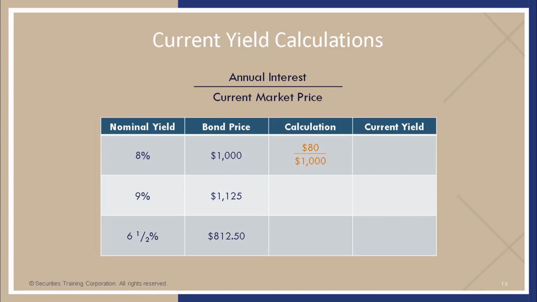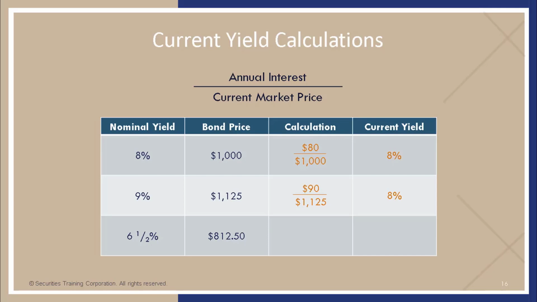Number 1, 8% return is $80 per year, current market price of $1,000. That's pretty basic. Current yield would therefore be equal to 8%. Number 2, nominal yield of 9%, current bond price of $1,125. We take the annual interest of $90, divide that by the current market price of $1,125, equals the same current yield of 8%. So notice, a higher nominal yield and a higher price equates to the same current yield in this example.